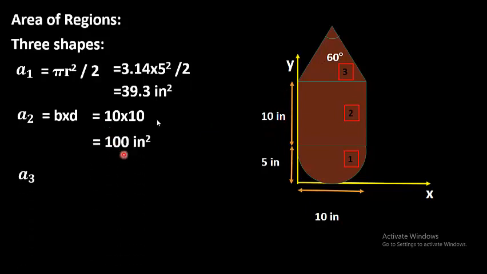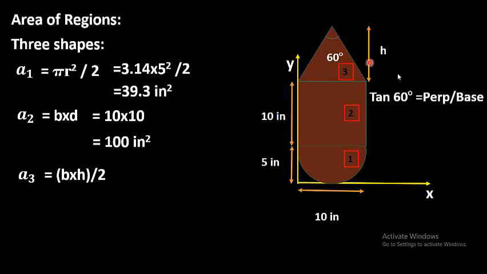Now area 3. Area 3 is the triangle, and the area of a triangle is equal to base multiplied by height divided by 2. Base is the same as that of the square, that is 10 inches, whereas the height of the triangle is unknown. So to find the height of the triangle, we will use this formula: tan 60 degrees is equal to perpendicular divided by base.